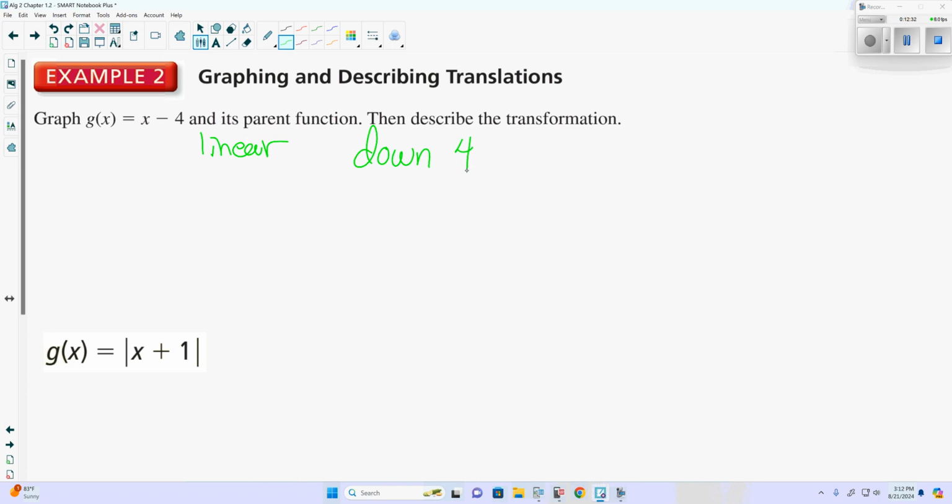Now, linear is a little funky because for the most part, down and up, left and right get a little similar. But here, it just went down 4. Okay, so we kind of get how that worked, yes? Graphically. Now, let's look at this algebraically.